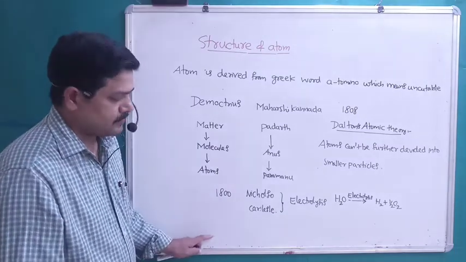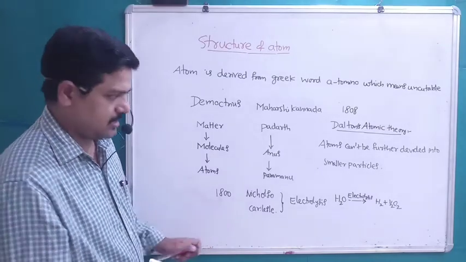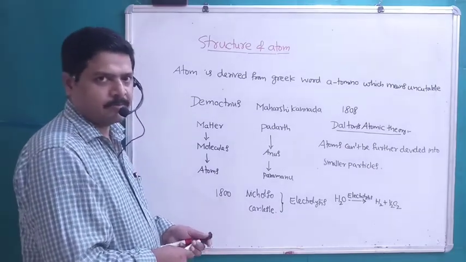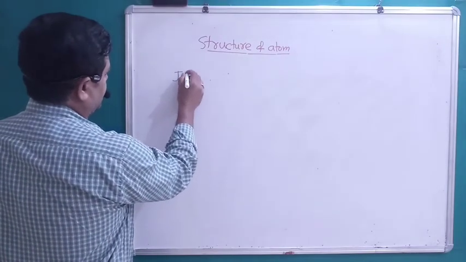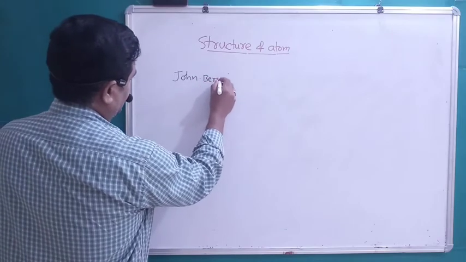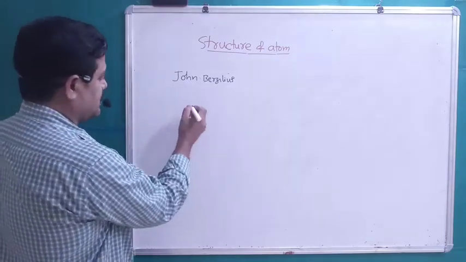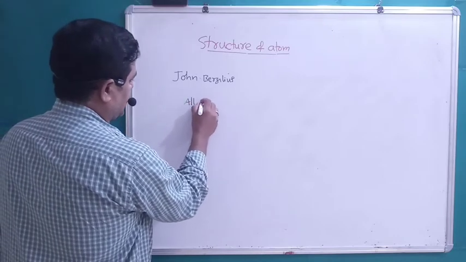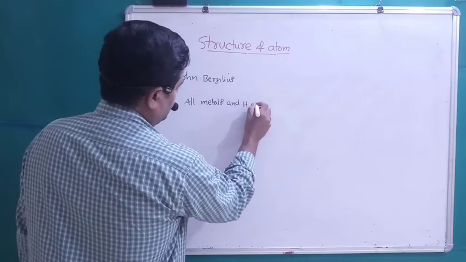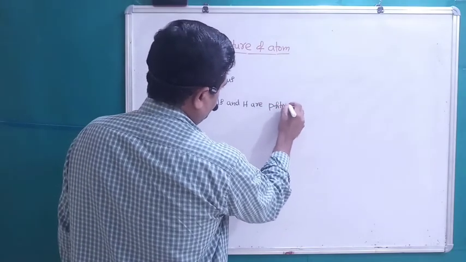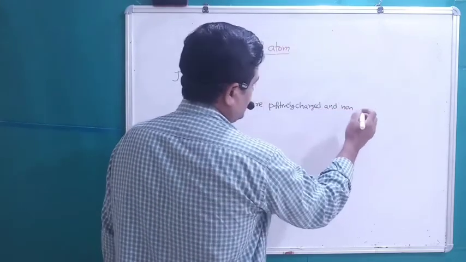Based on this electrolysis, one scientist, John Berzelius, gave the first chemical bond theory, right. Let us discuss what theory was given by John Berzelius. Students, based on the electrolysis of water, Berzelius gave his chemical bond theory. According to John Berzelius, all metals and hydrogen are positively charged, and non-metals are negatively charged.